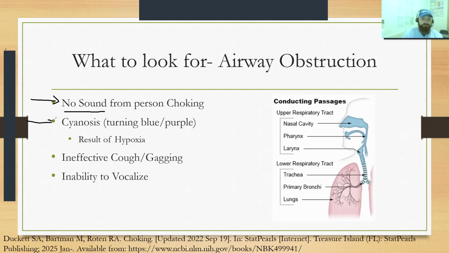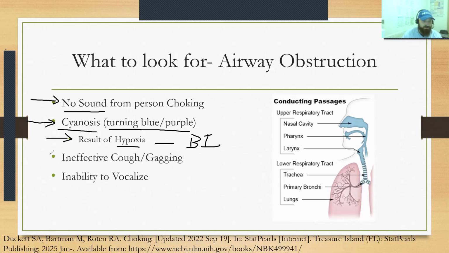You might also see this thing called cyanosis, which is, obviously with the lack of blood flow, some of their body might turn blue or purple, especially think about the lips. That's a very common one. And it is a result of hypoxia, which is a brain injury.